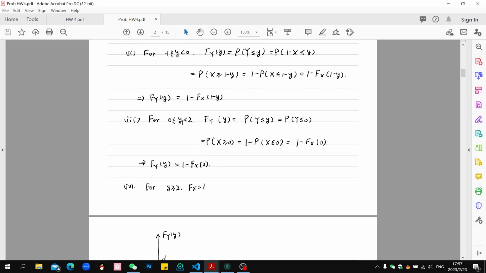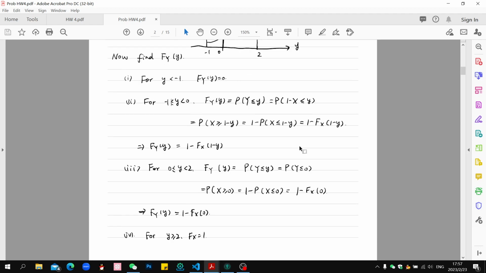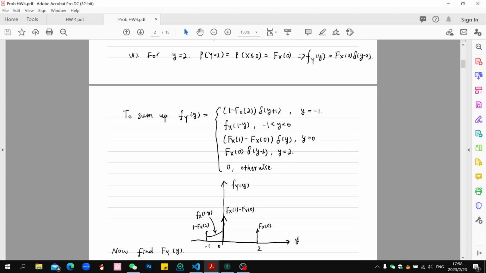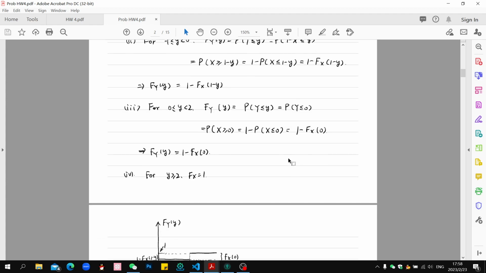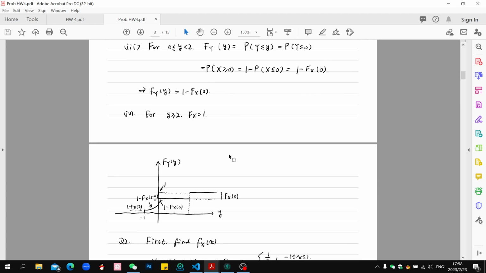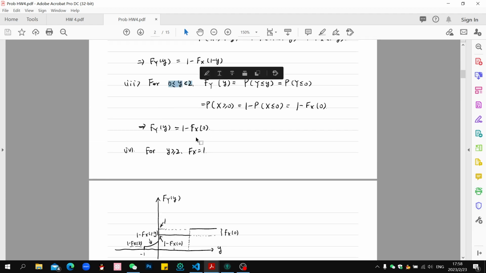And for y between 0 and 2, big Fy becomes the probability of big Y smaller than small y. That is, big Y smaller than 0, because y cannot be any value between 0 and 2. That is 1 minus Fx(0). So we can know that big Fy is 1 minus Fx(0) for y between 0 and 2.